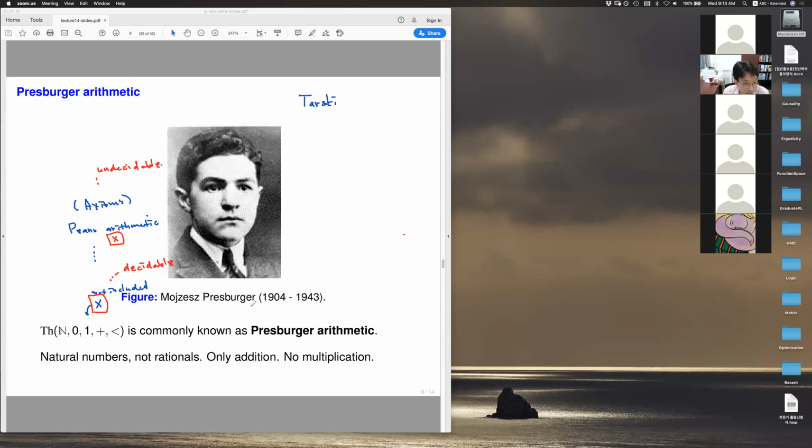And he died very young, because I think he didn't really manage to escape from the invasion by Nazi Germany. So he was captured, and I heard he died in Auschwitz, in the gas chamber. And I heard Tarski was devastated when he heard the news. Okay, so let's move on to the real part.